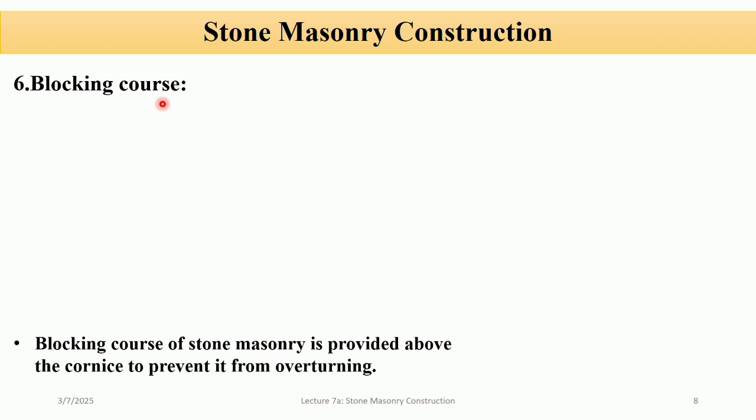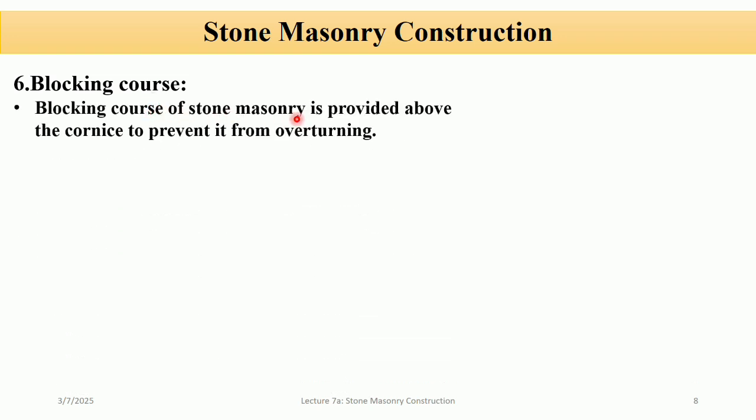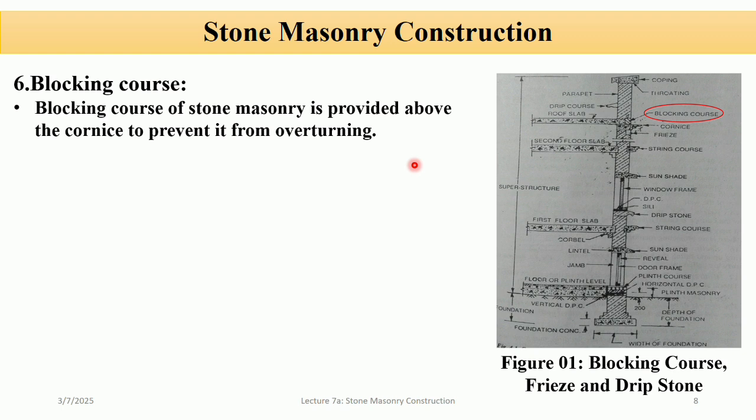Blocking course. So blocking course of the stone masonry is provided above the cornice to prevent it from overturning. So you can see that this is the cornice, and above the cornice we provide the blocking course. The purpose of providing blocking course is to provide weight to stabilize and secure the structure below, enhance the aesthetic appearance of the building, and protect the underlying masonry from weathering.